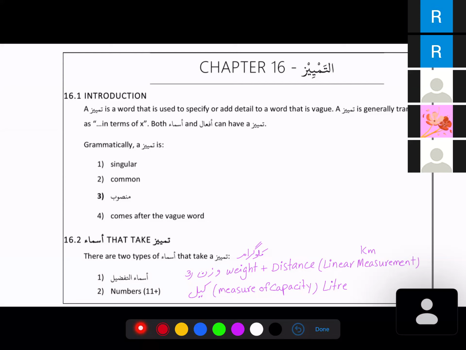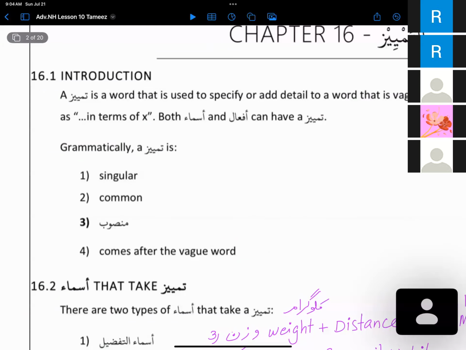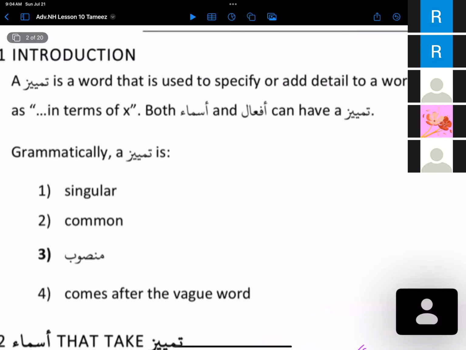Tamyiz is a word that is used to specify or add detail to a word that is vague or ambiguous. Tamyiz is generally translated as "in terms of." So this is how you're going to find it in the translation, "in terms of." That is indicative that this word is Tamyiz. And it can be used with both asma and af'al. So sometimes we're going to find this tamyiz with isms and sometimes with fi'l.